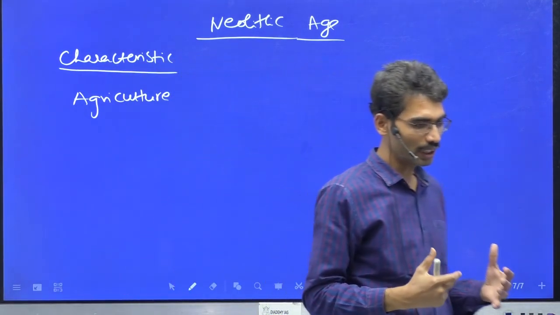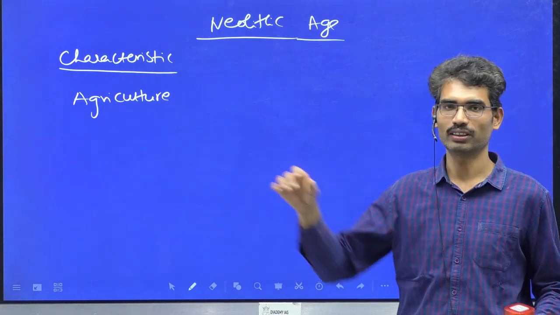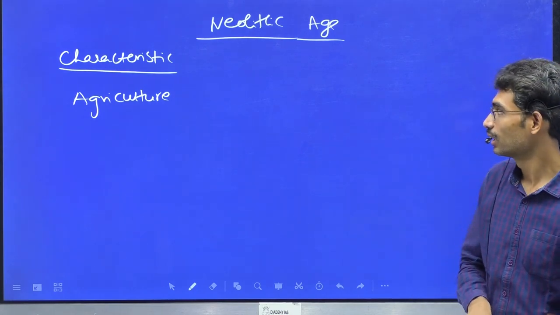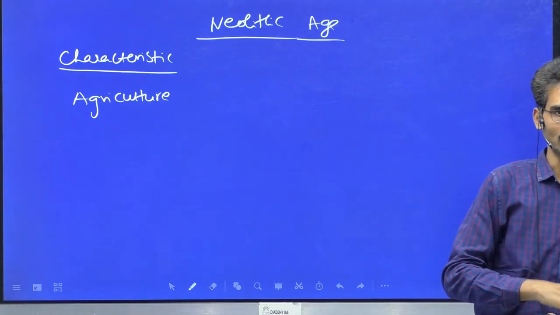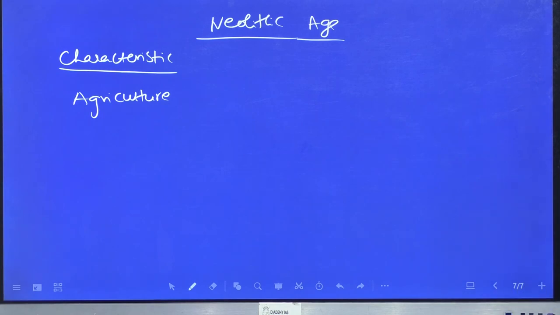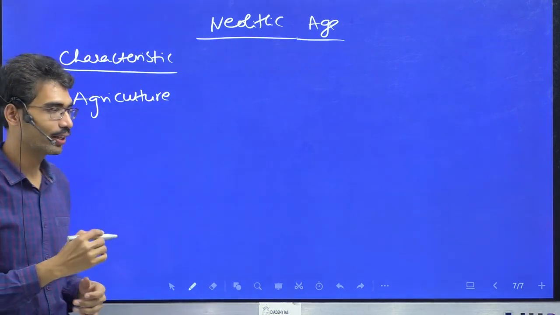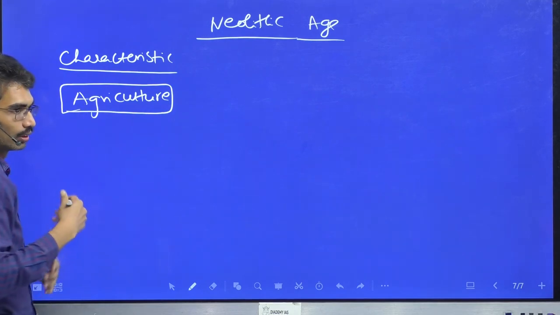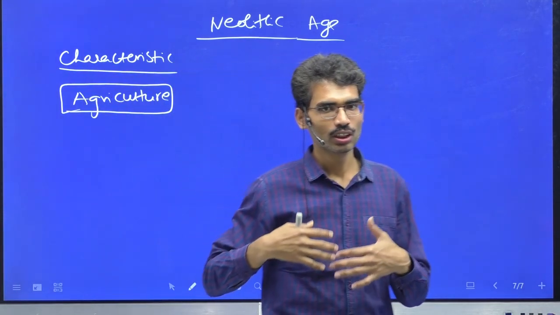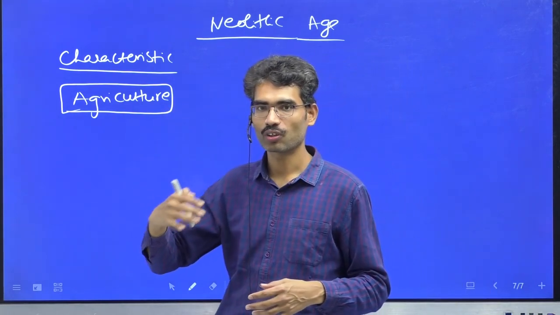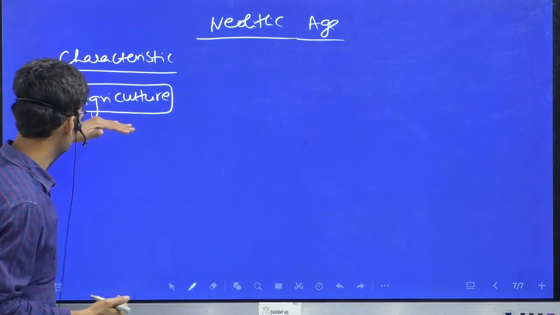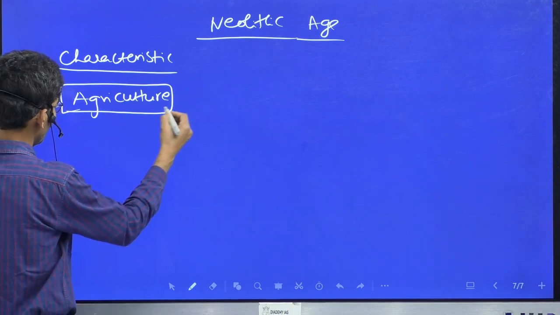So agriculture, a question can be asked: agriculture is associated with Paleolithic. Statement, yes or no? It is a wrong statement. Agriculture is associated with Neolithic age. Very, very important. Now you can understand, after 10,000 BC, new climate, continuous change in the environment is taking place, gradual evolution. Now people started learning how to domesticate the crops also, agriculture.